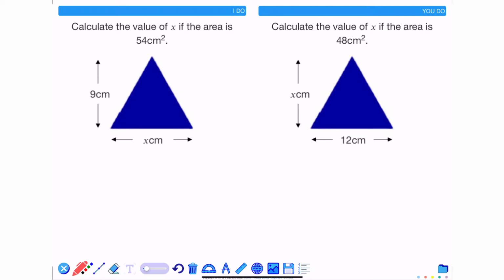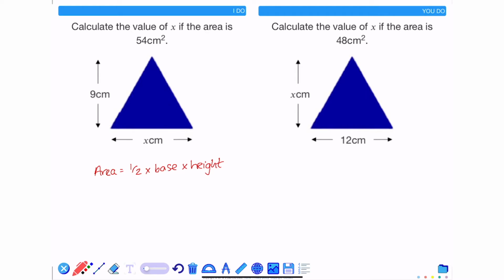So in this video, we're going to be looking at how we can be given an area and work backwards in order to work out an unknown dimension. In a previous video, we looked at how we could calculate the area of different 2D shapes. The area of a triangle can be worked out using area is equal to a half of the base times by the perpendicular height.